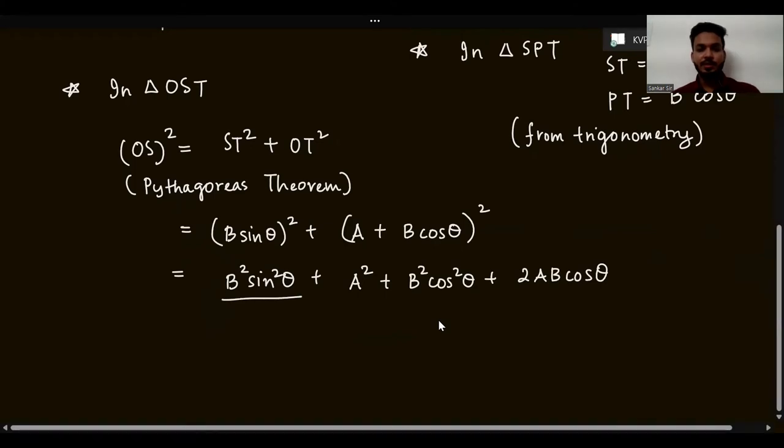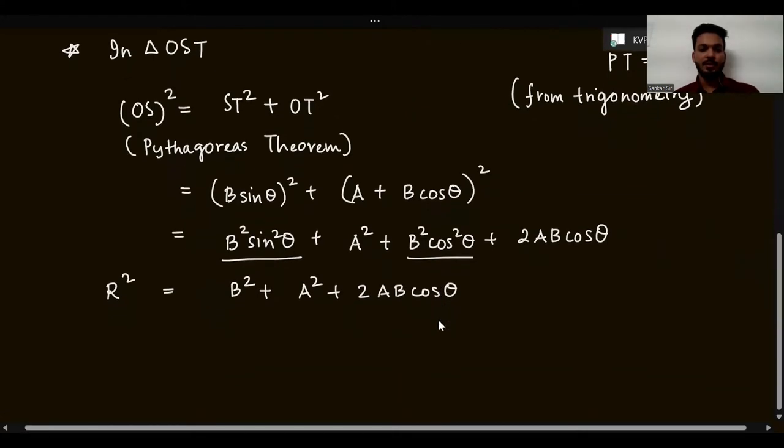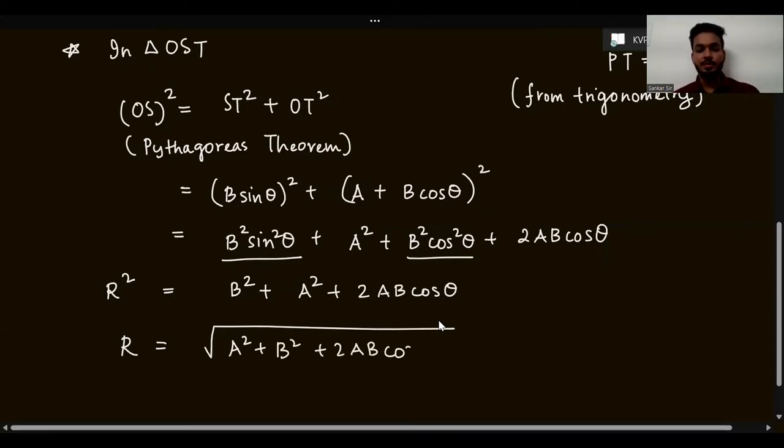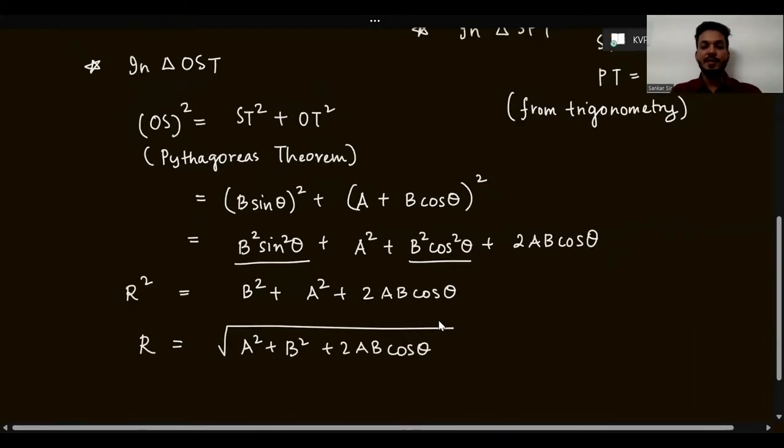Now B square sine square theta plus B square cos square theta, when you add them together, this will become B square, and this will become A square plus twice AB cos theta. So from here, this OS or R square will be equal to that. So this resultant is how much? Under root of A square plus B square plus twice AB cos theta. But that gives us only the magnitude.